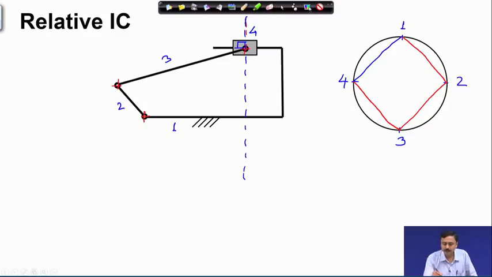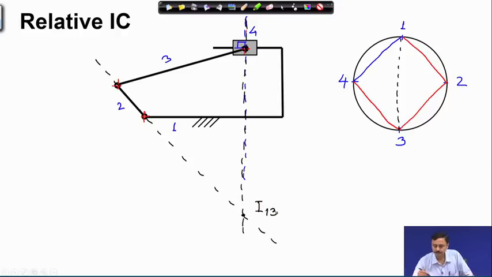Now, let me ask whether I can find I13. I have two paths. I12 is known and I23 is known. So, therefore, I13 must lie on this line. The other path: I34 is known and I14 is at infinity somewhere. So, therefore, I13 must also lie on this line. The intersection is this, so this must be I13. So, now I also know I13.